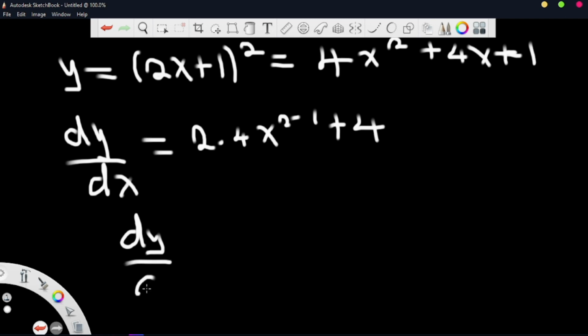So I'm going to have dy dx being equal to 8, and then x to the power 1, and then 0, plus 4. So then this is my derivative.